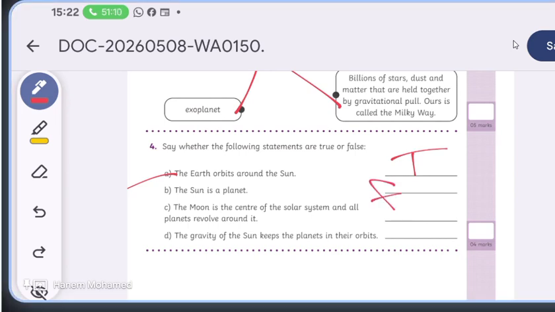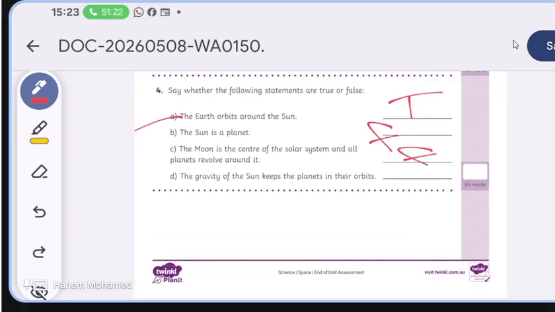Can you be faster? The Moon is the center of the solar system and all planets revolve around it? Of course, no. The Sun is in the center and the Sun is a star. Of course, he can ask us to just correct the mistake. So please remember to read the question very well because it will give you a mark for correction. The gravity of the sun keeps the planets in their orbits. Of course, yes. Without the gravity of the sun, the planets will scatter everywhere.